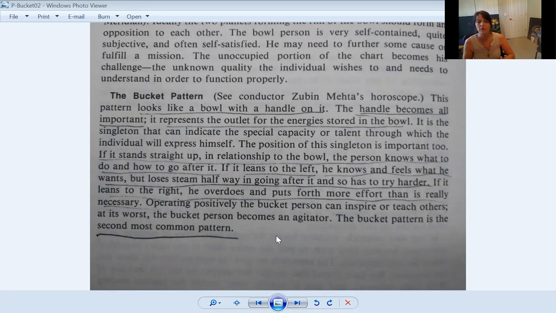Operating positively, the bucket person can inspire or teach others. At its worst, the bucket person becomes an agitator. The bucket pattern is the second most common pattern.